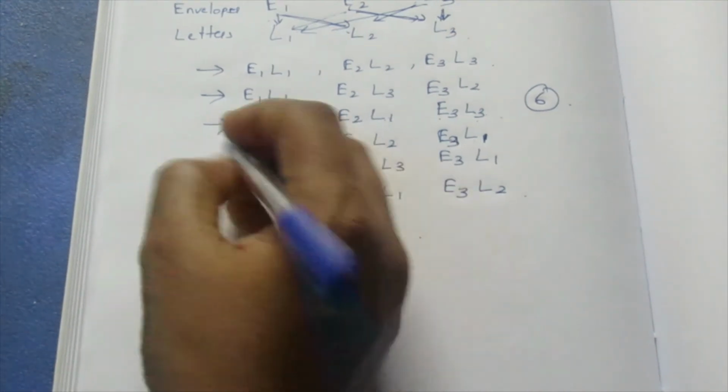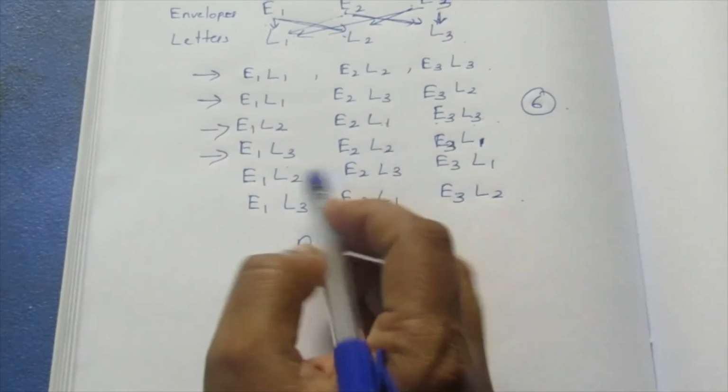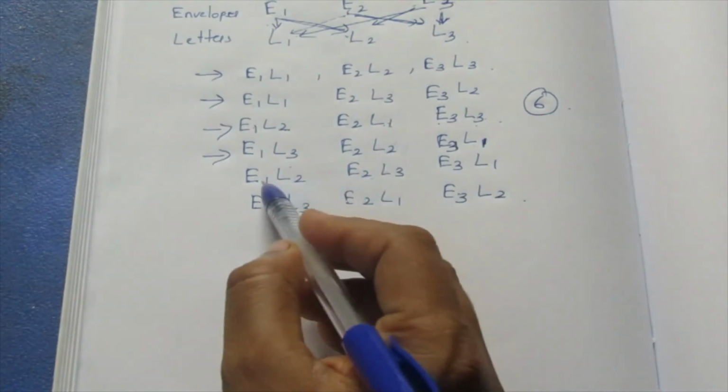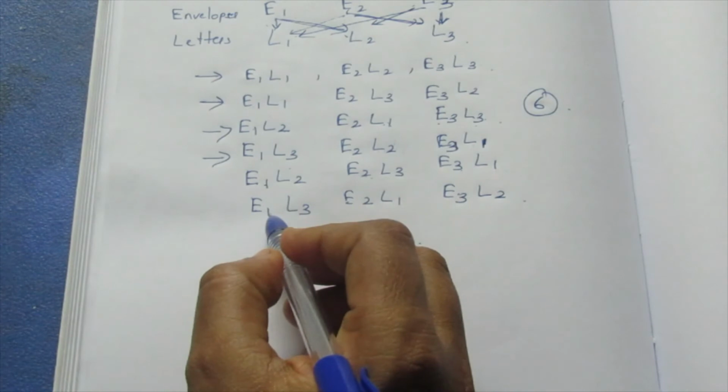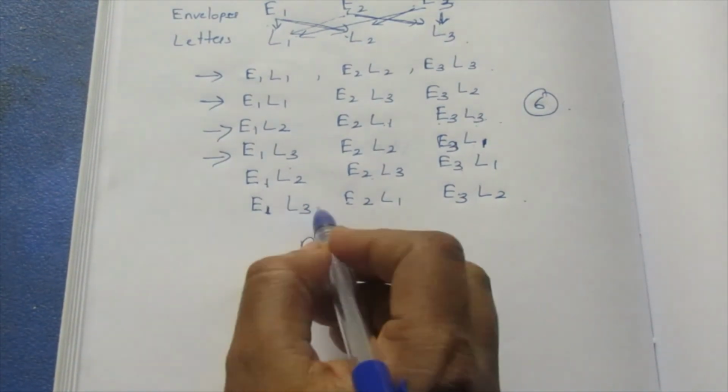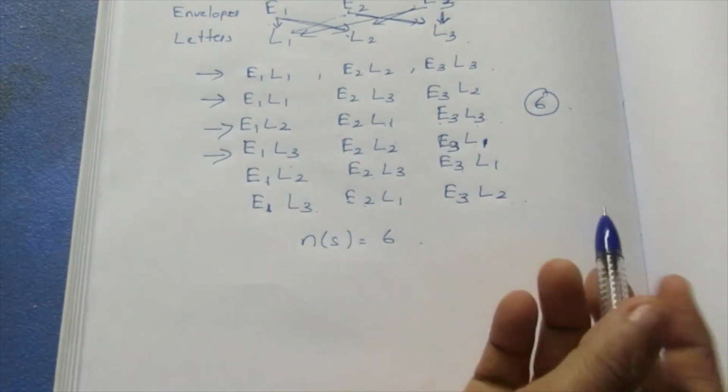In this one, everything is different: E1 L2, E2 L3, E3 L1, so it is different. Here also there is not a correct one: E1 L3, E2 L1, E3 L2, so it is not correct.